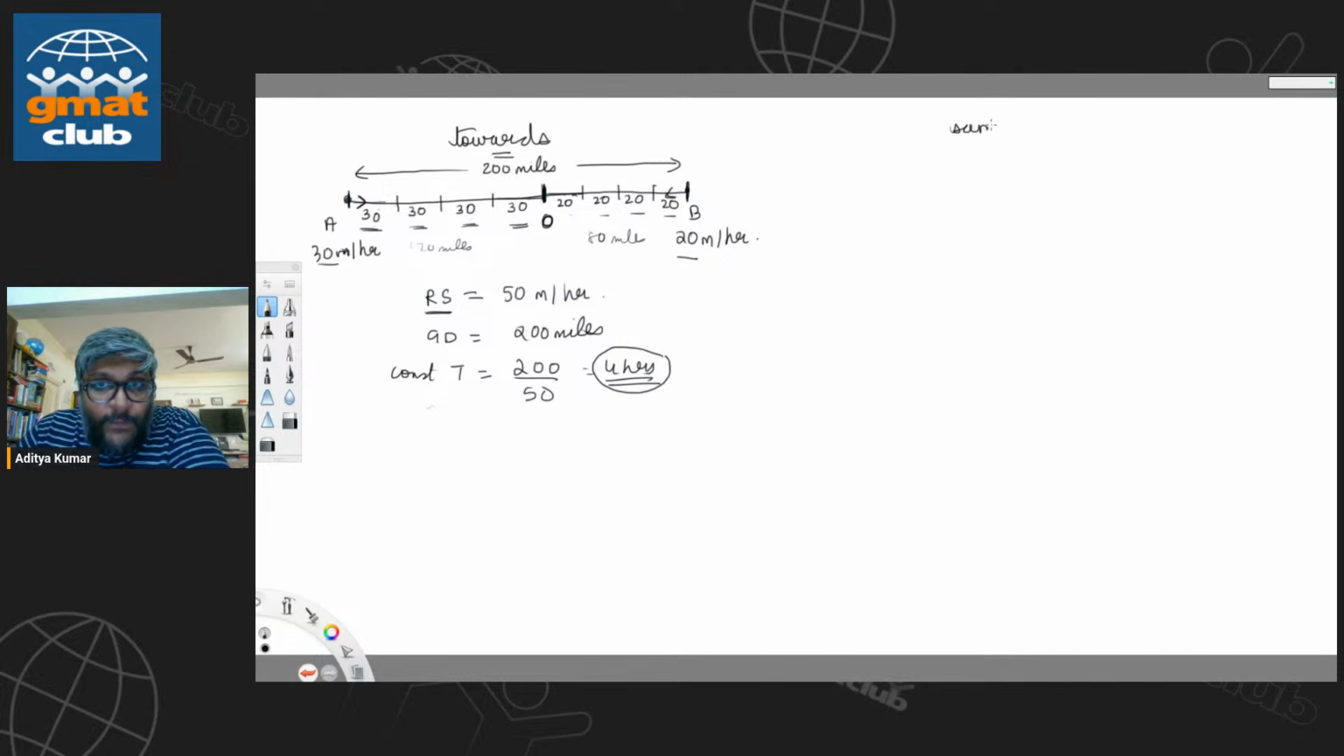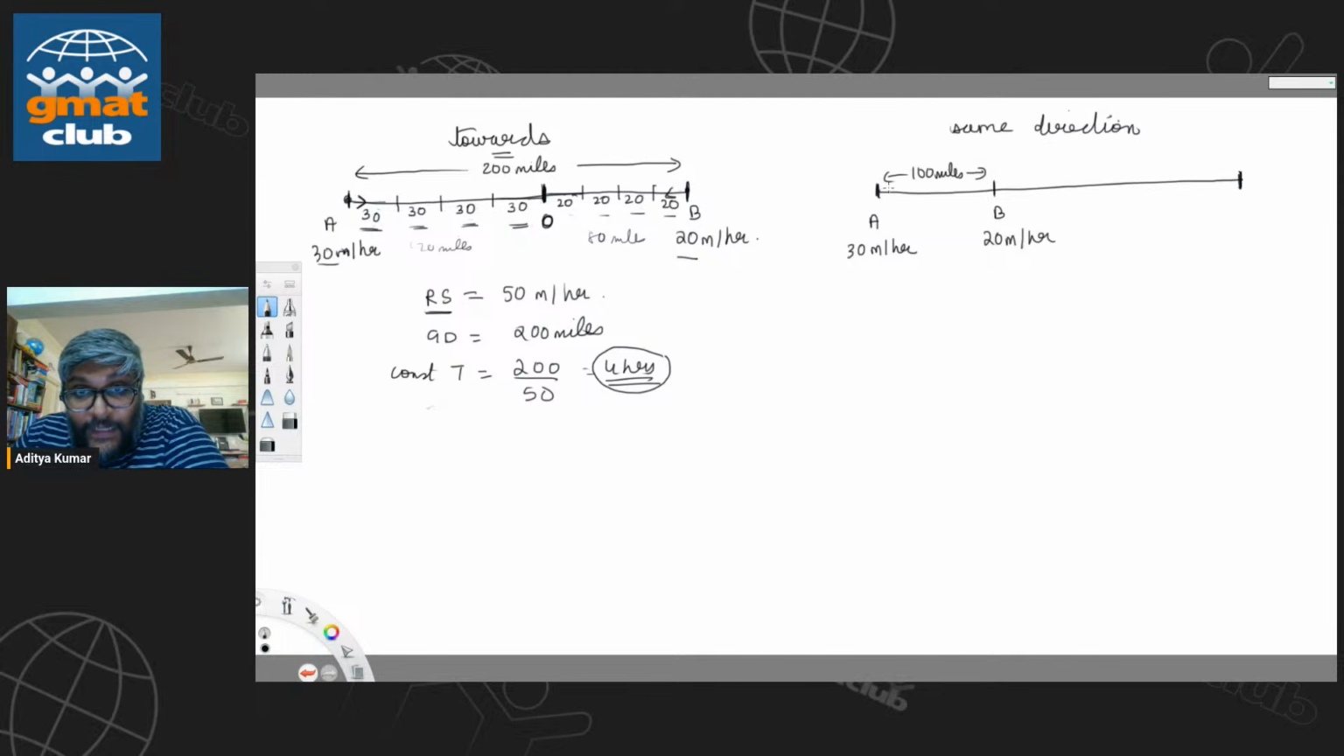Now, what if the two bodies are moving in the same direction? Let's again create a scenario for it. If the two bodies are moving in the same direction, again, let's say we have A. A is again traveling at 30 miles per hour. And let's say we have B. B is traveling at 20 miles per hour. And let's say the gap between them is 100 miles. And this time, they both start simultaneously moving in the same direction.